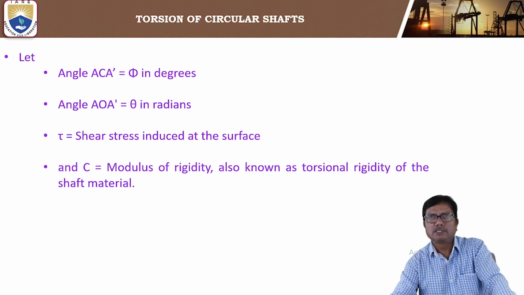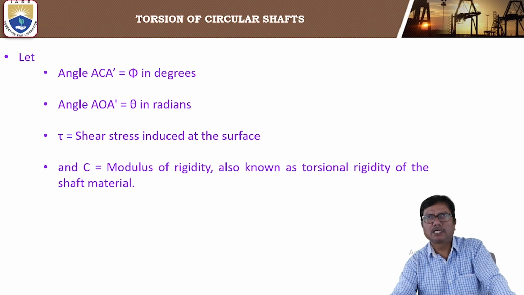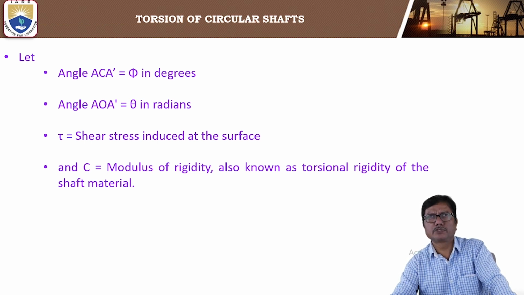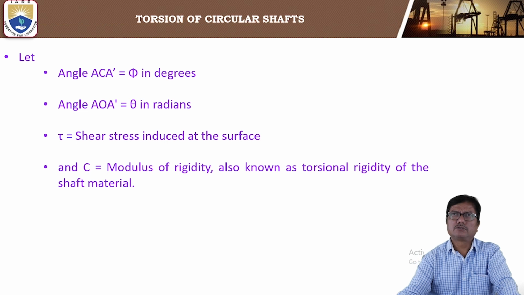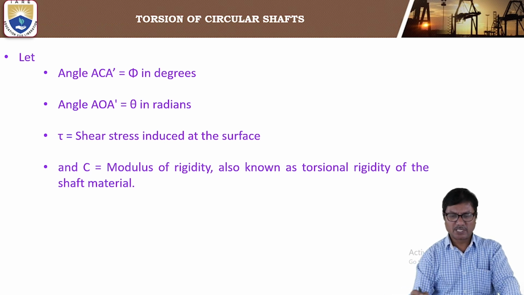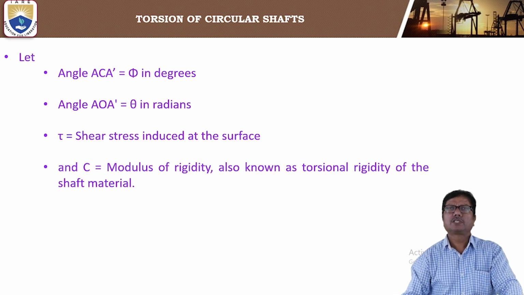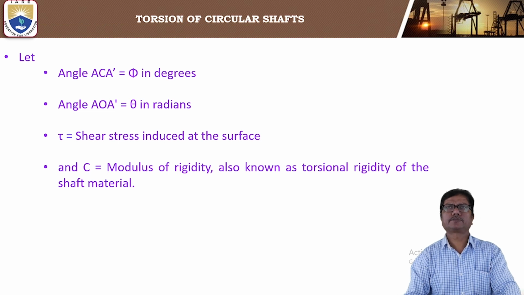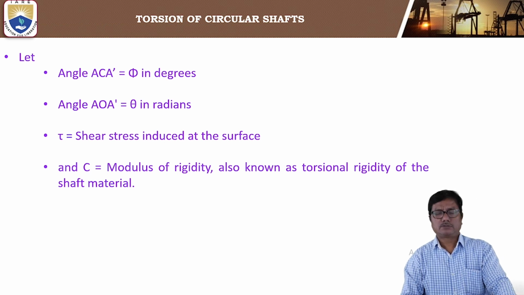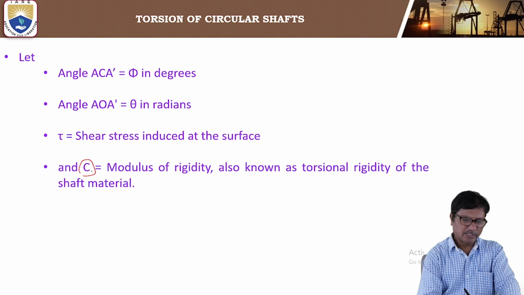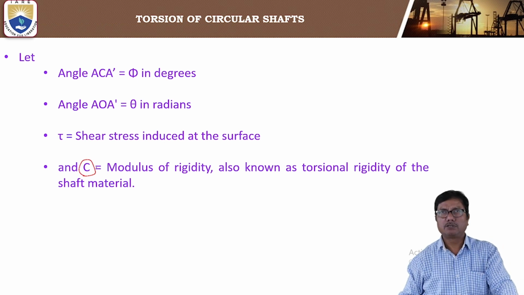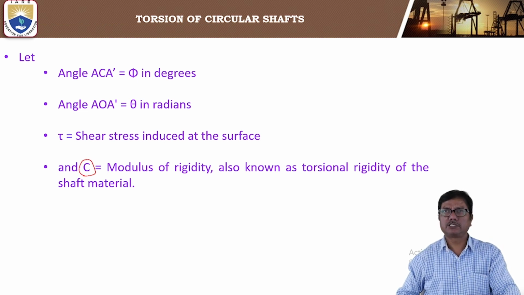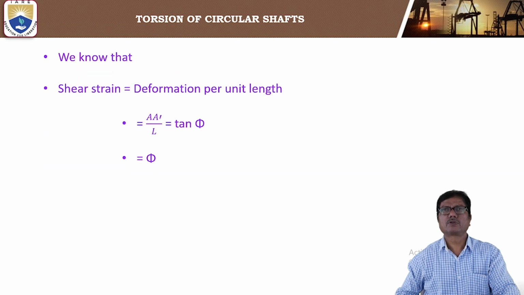Angle ACA' is phi and angle AOA' is theta. Tau is the shear stress induced at the surface. That is the maximum shear stress. Now C is the shear modulus, or modulus of rigidity.